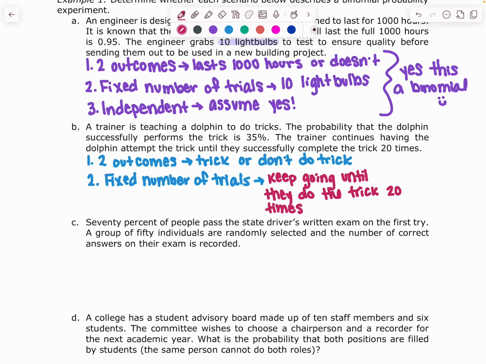But how many repetitions is that going to take? How many trials of doing the trick is that going to take? 20, 25, 30, 40, 50? We don't know. So because requirement number 2 is not met, this is not a binomial. Sad. It could be a discrete probability distribution, but it's not a binomial.